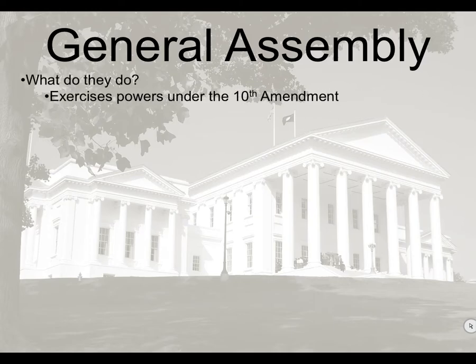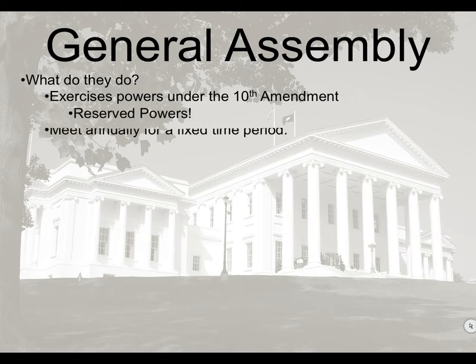Some of the things they do, obviously, as we said, they exercise power under the 10th Amendment. Again, these are called reserved powers. They meet annually for a fixed time period. On budget years, they meet for 60 days because in the state of Virginia, it's a biennial budget, so it's every 2 years. So every 2 years, they meet for 60 days, and every other year that's not 60 days is 30 days.